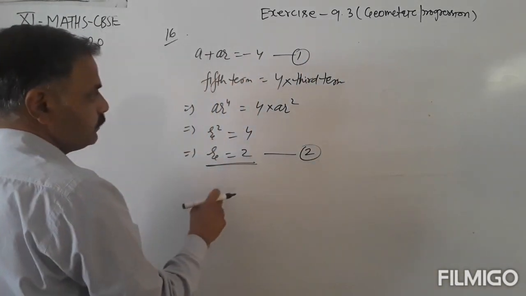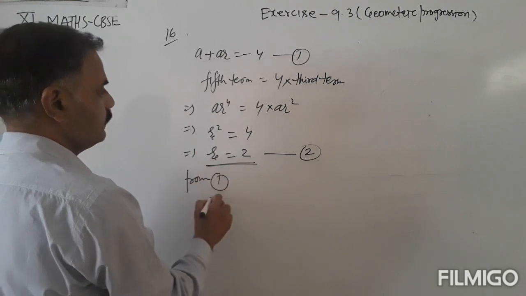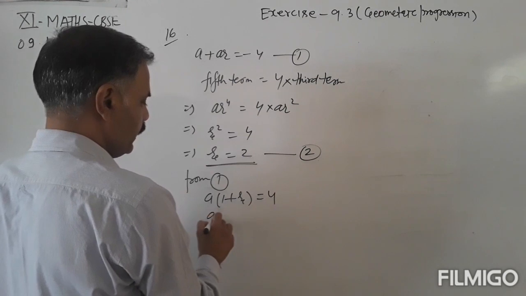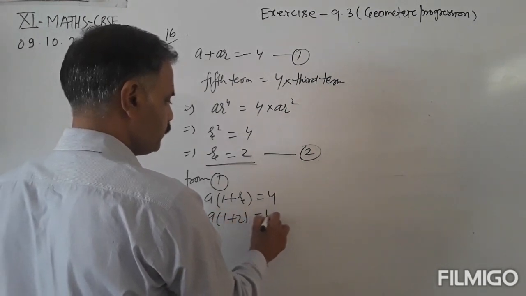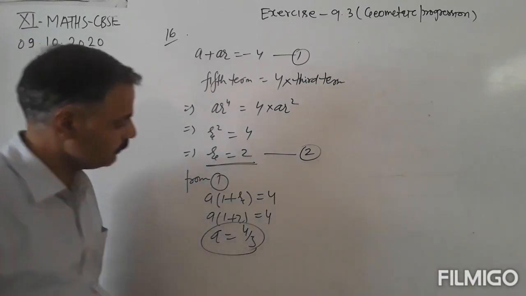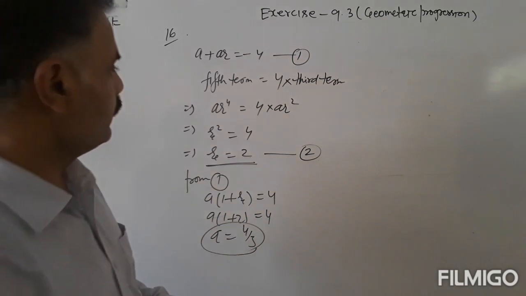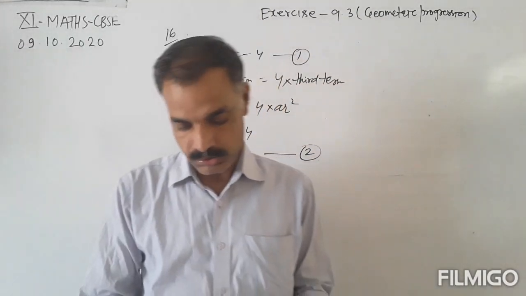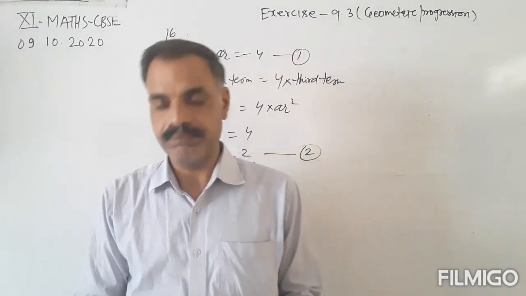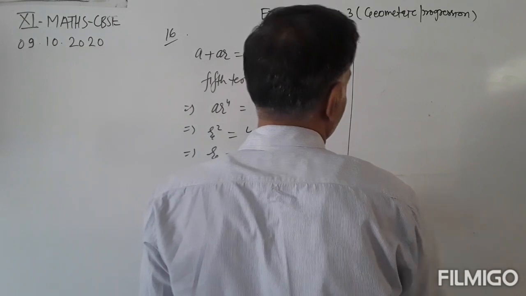Putting r equals 2 in equation number first, a into 1 plus r equals minus 4, a into 1 plus 2 equals minus 4, so a equals 4 by 3. So the first term is 4 by 3 and the common ratio is 2. We have to find the GP, meaning the terms of the GP.